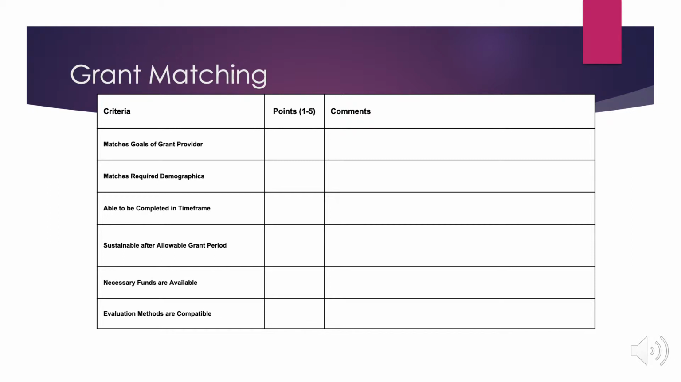And we have to start out looking at the different categories. I mentioned previously that there are different categories, and the categories that we'll be looking at here, or the criteria, are: matches the goals of the grant provider, matches the required demographics, able to be completed in a specific time frame, sustainable after allowable grant period, necessary funds are available, evaluation methods are compatible. And that's what we will be looking at throughout the rest of this presentation.